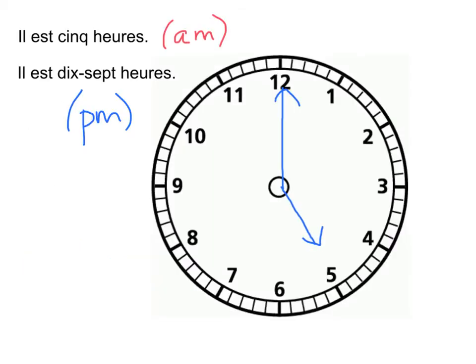So just a quick review of what we've already learned. We've already learned how to tell time at the top of the hour. So we can say Il est 5 heures. It's 5 o'clock. Okay. Hour hand is short. Minute hand is long. We could also say if it's in the evening time, because we use the 24-hour clock, Il est 17 heures.